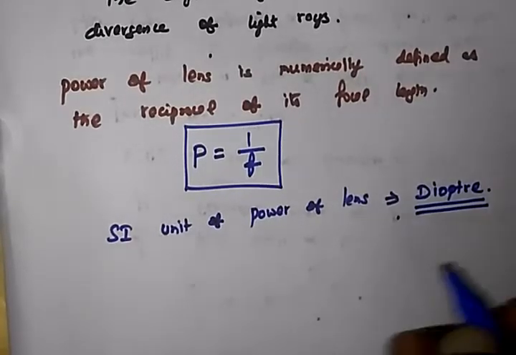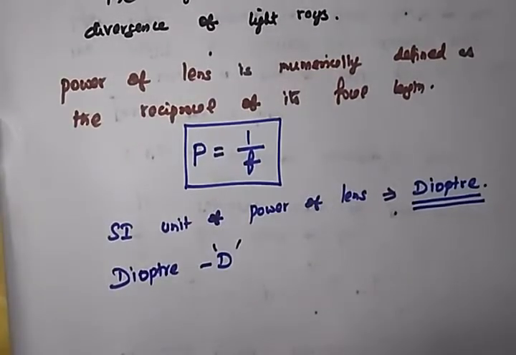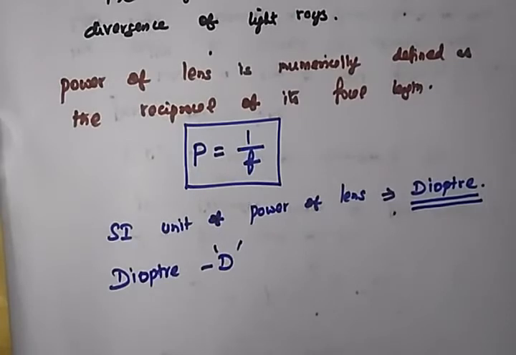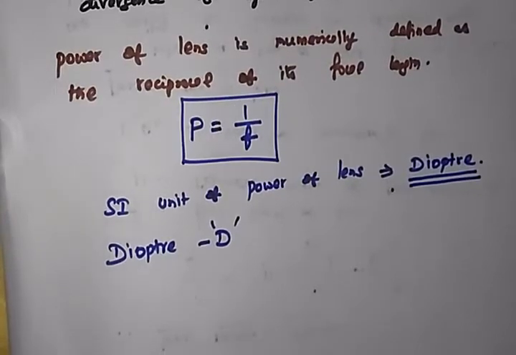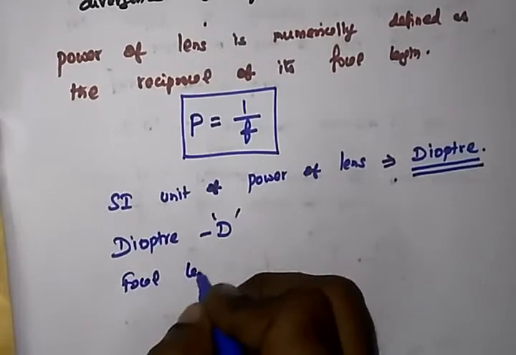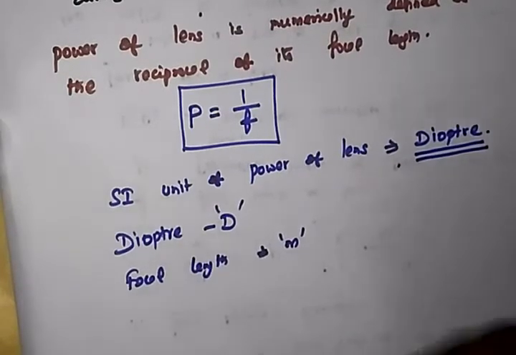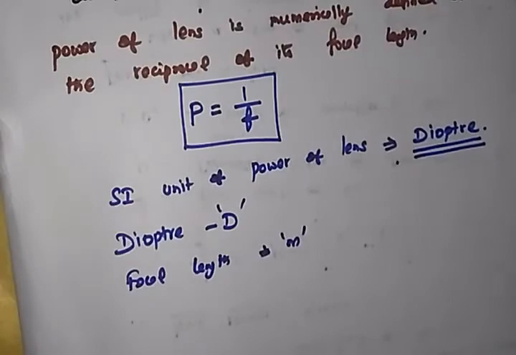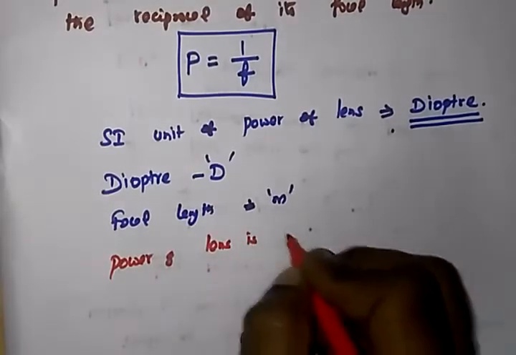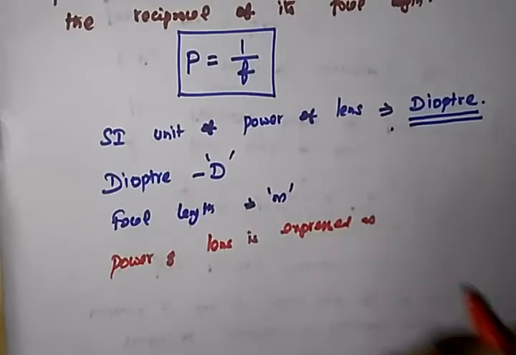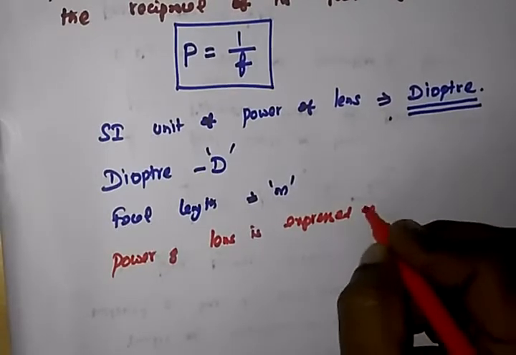So it is represented by D, capital D. If focal length is measured in meters, how do we express the power of lens? The power of lens is expressed in D.